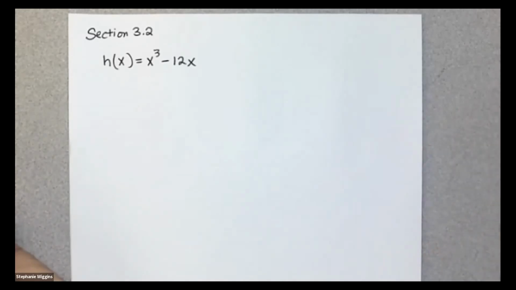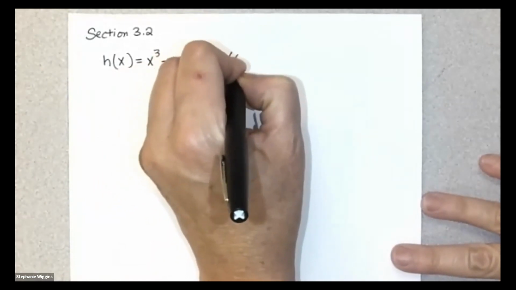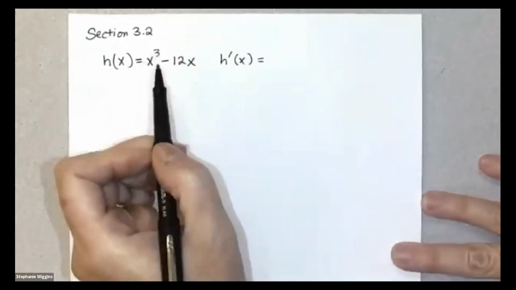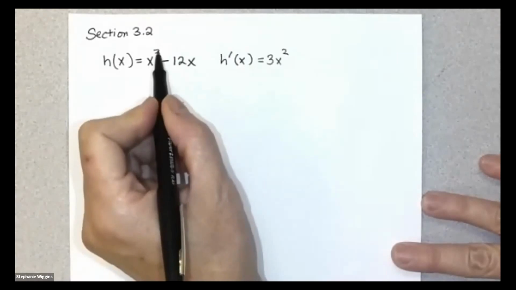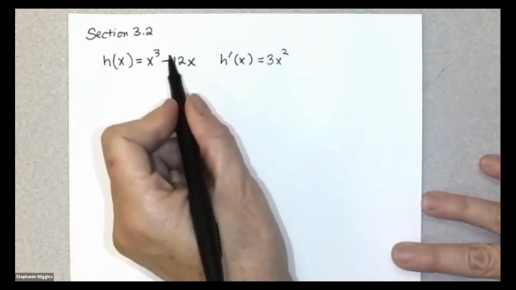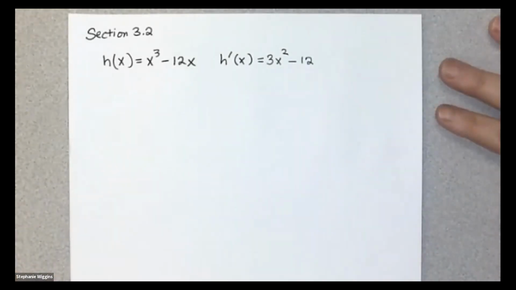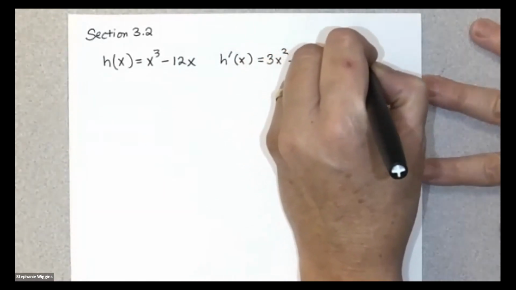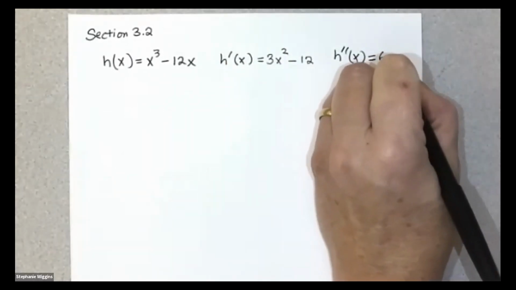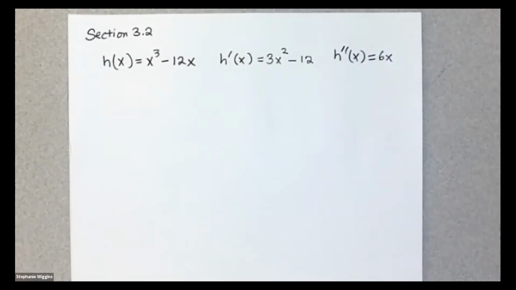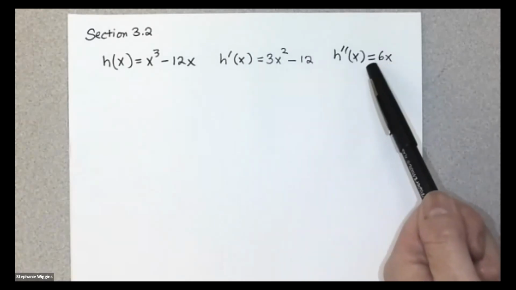So the first thing, since we're going to be using the first and second derivative tests, I'm just going to go ahead and find the derivatives. The first one is going to be applying the power rule to this. 3 comes out front, x squared, subtracting 1 from the exponent, and then the derivative of this linear component is just minus 12. Okay, and then taking the second derivative, we have 2 times 3, that's 6x, and the derivative of a constant is 0. So now we have the function, the first derivative, and the second derivative.